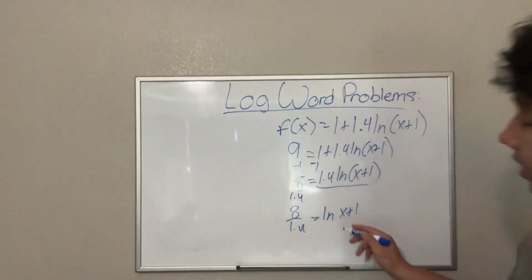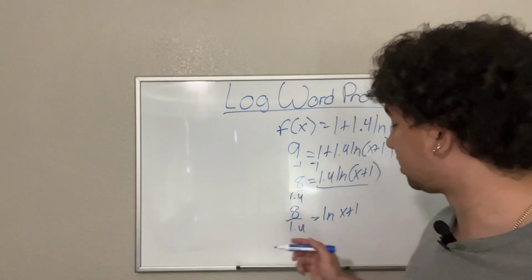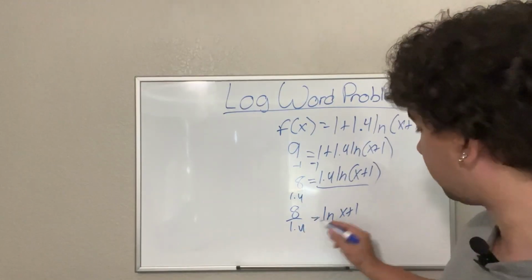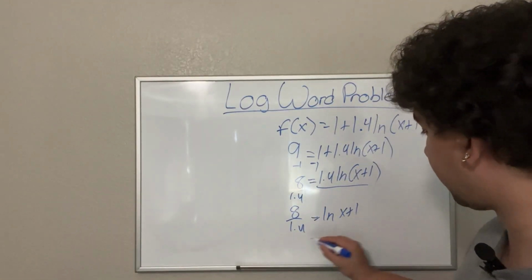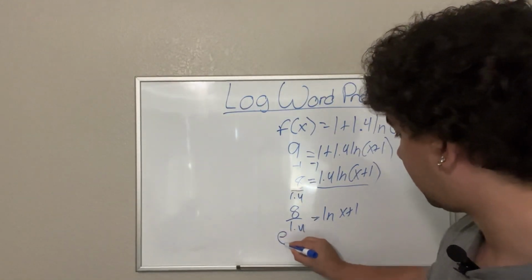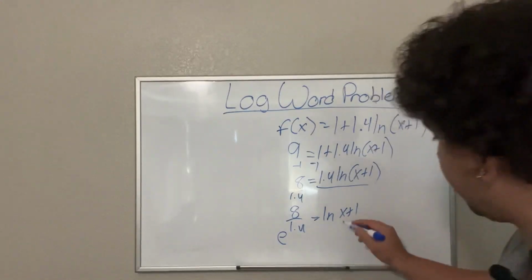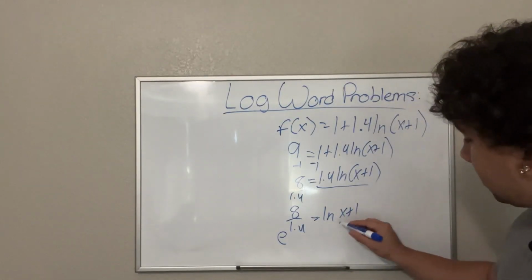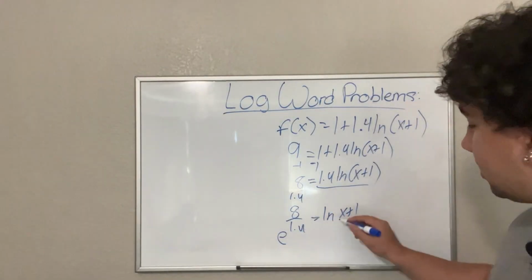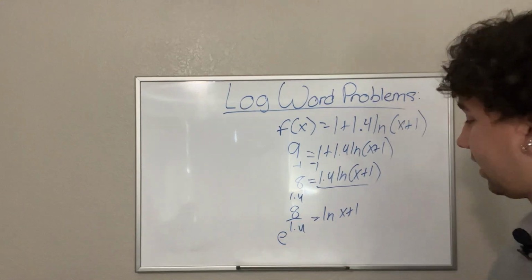Anytime you want to get rid of the natural log, it's actually best just to exponentiate everything. So in other words, what I'm going to do is rewrite this thing over e, because this thing is base e. So e, then the answer is the exponent. The argument becomes the answer.